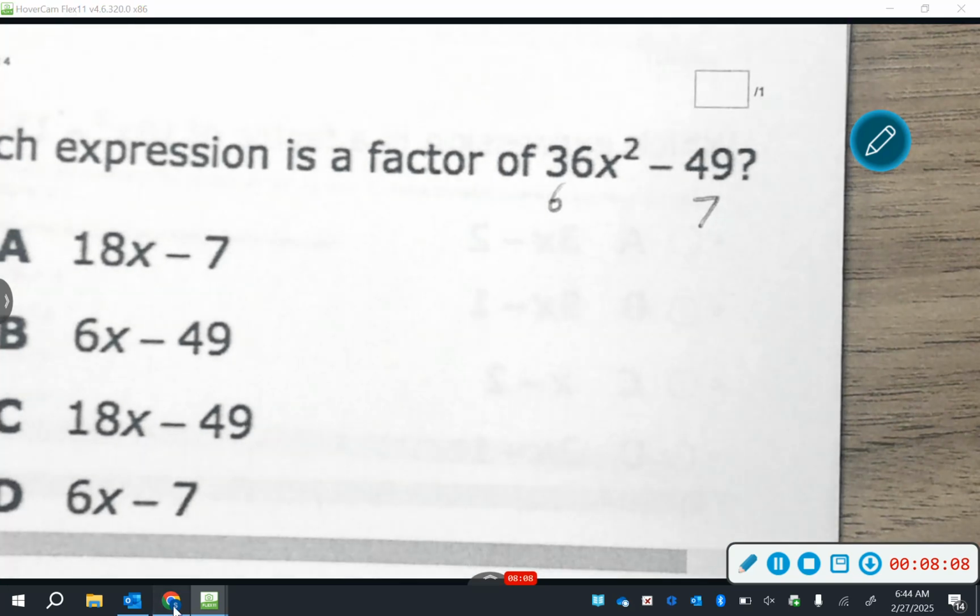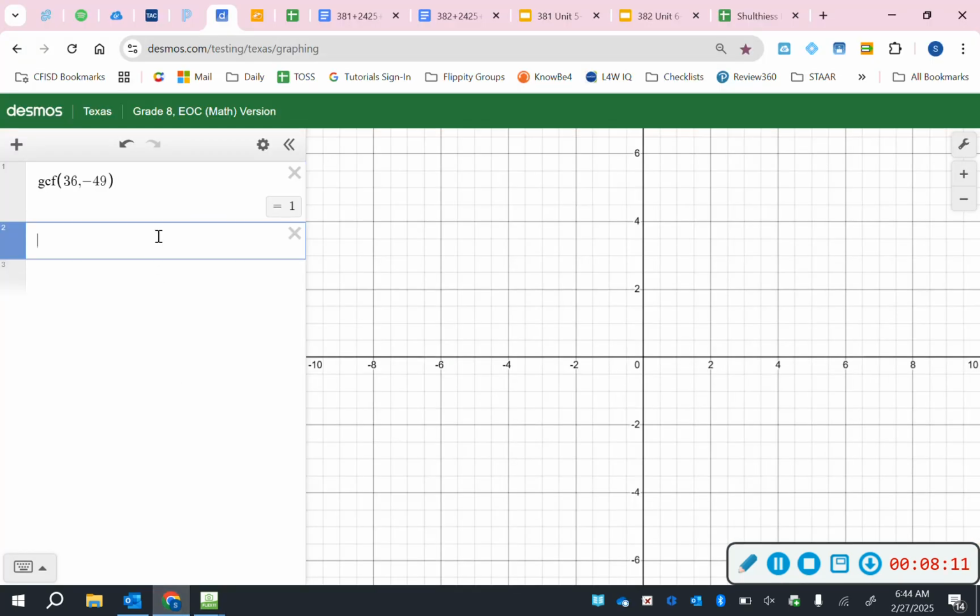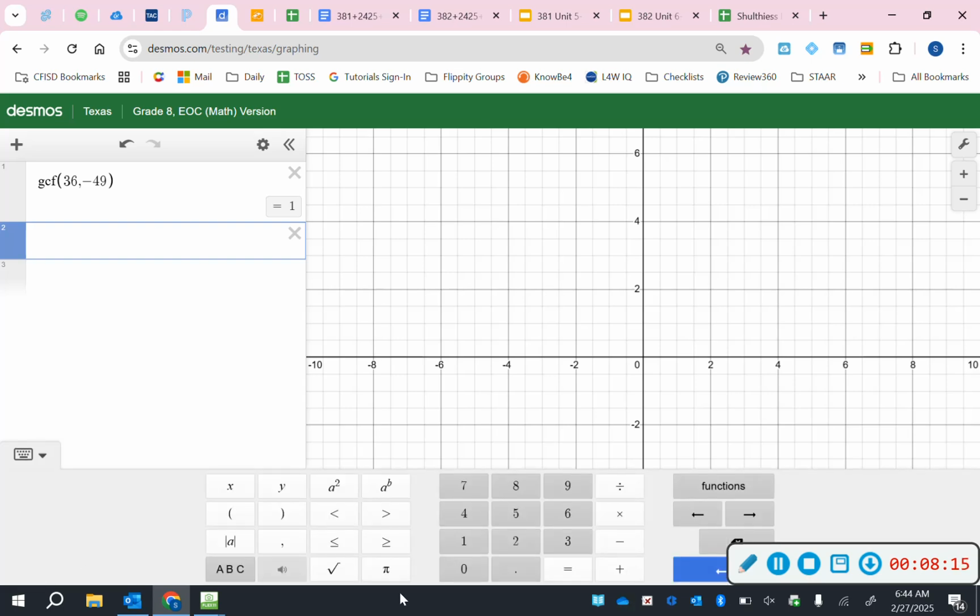Let's say you don't know that. Let's say I'm like, I don't know if it's a perfect square or not. There's 2 ways you can check. You can either click on the keyboard and click on this check mark, which is your square root symbol, or you can type in SQRT. Either one, whichever is easier for you.